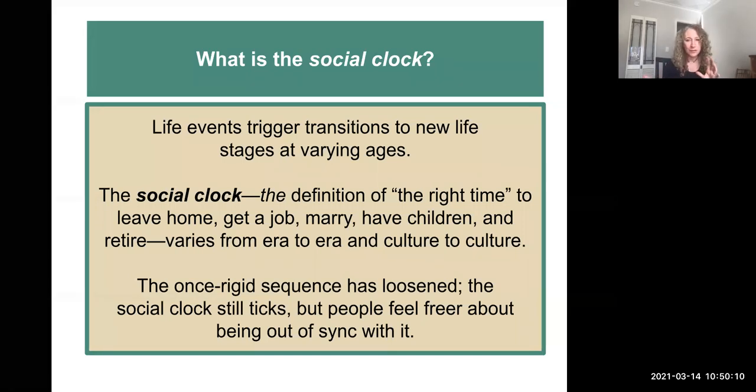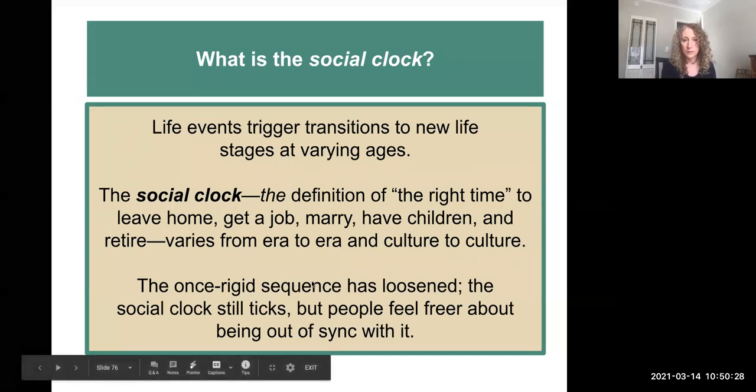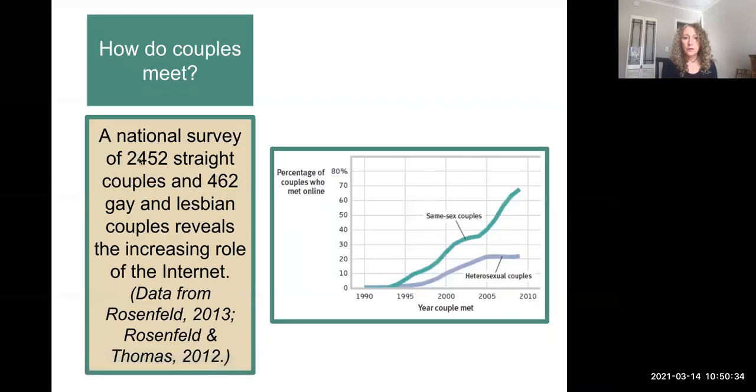Marrying in the late 20s, early 30s, right? Having children around that same time. And then retiring tends to be late 50s and 60s here in the United States. But like I said, it depends on the culture, the country, the era. It was certainly very different back in the 1950s. All right. So how do couples meet? I thought it's a little interesting finding here that on the internet, right? It is increasing. They did not have internet when my husband and I met.